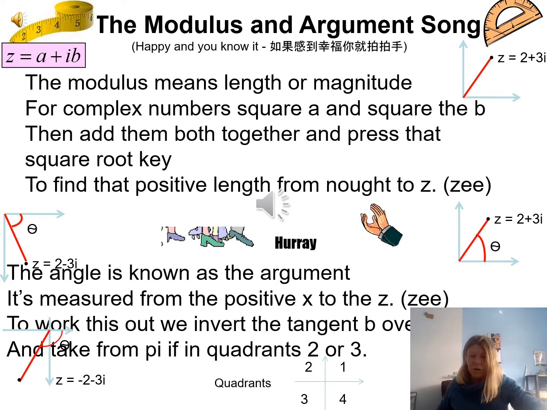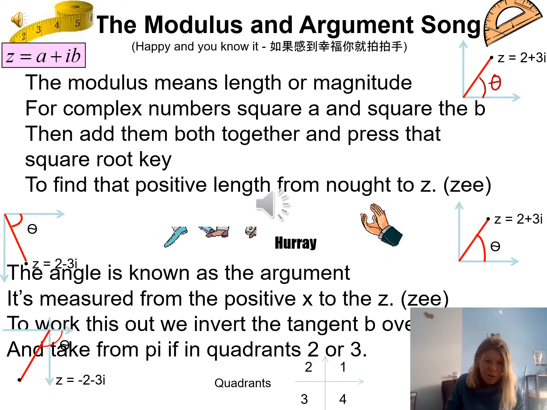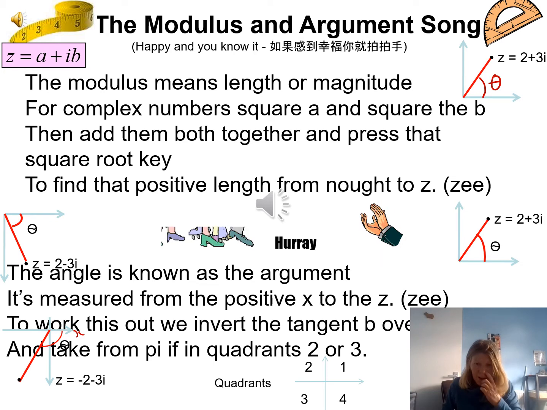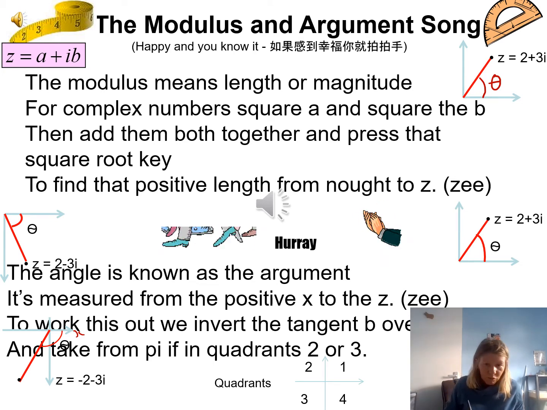We're talking always measured from the positive x to the z. So we're looking on this one for this angle. For this one, positive x to the z, so that's that angle. This one I've hidden here, there's the positive x to the z, so it'd be an obtuse angle. And the one I'm covering up, from the positive x to the z, must be another obtuse angle. So it's a bit of trigonometry, and we're using tan, opposite over adjacent. There we go.